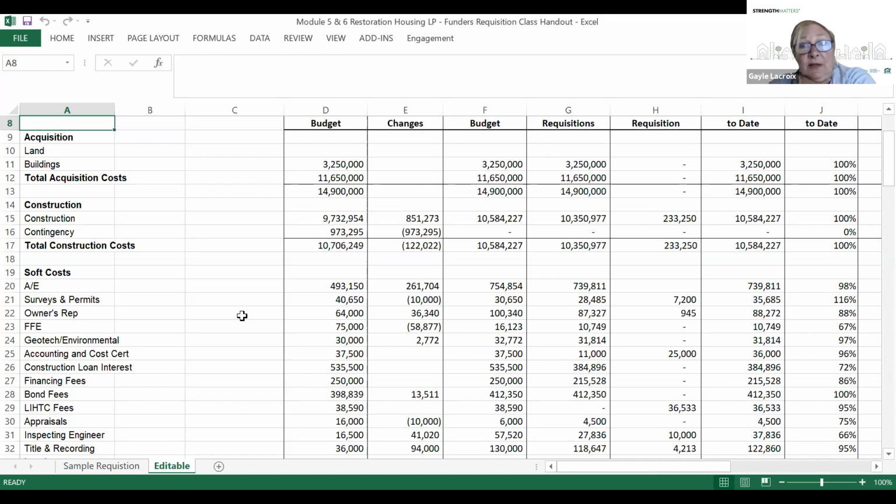Geotech and environmental, if you're doing urban development, there's always environmental issues with the soil, almost always. And so if you're in a more rural setting, you might not have this line item, but for sure in an urban setting. Accounting and cost cert fees, construction loan interest. So this is the interest on the construction loan that takes place through the perm close on the loan. And then we'll talk a little bit later on about how that gets accounted for, but this is the construction loan interest.